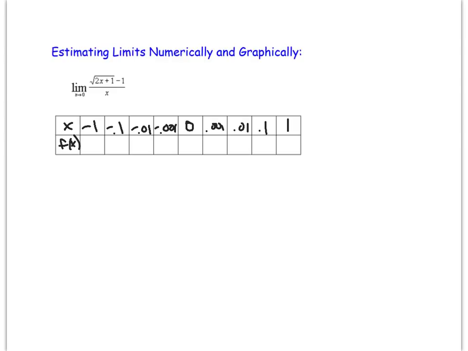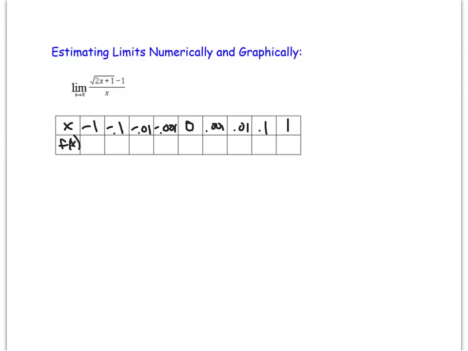Let's finish by estimating this limit numerically and graphically. So we want the limit as x approaches 0 of the square root of 2x plus 1, minus 1, all over x. Be very careful when you're entering this function into your graphing calculator. Either get into the part of your calculator where you can enter it as a fraction, or make sure that you put the whole numerator within parentheses.